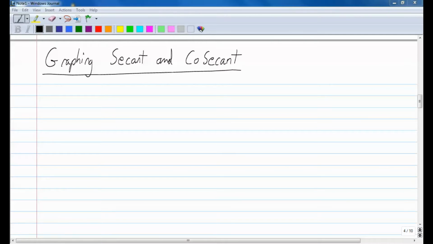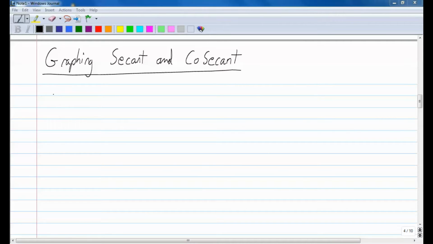Alright, so to graph secant and cosecant, you need to remember that the reciprocal of secant is cosine, or that the reciprocal of cosine is secant, and the reciprocal of cosecant is sine, or the reciprocal of sine is cosecant. So we have to use its reciprocal function to help us graph.